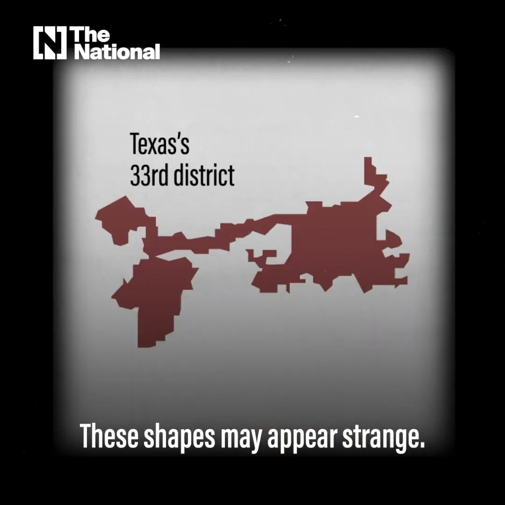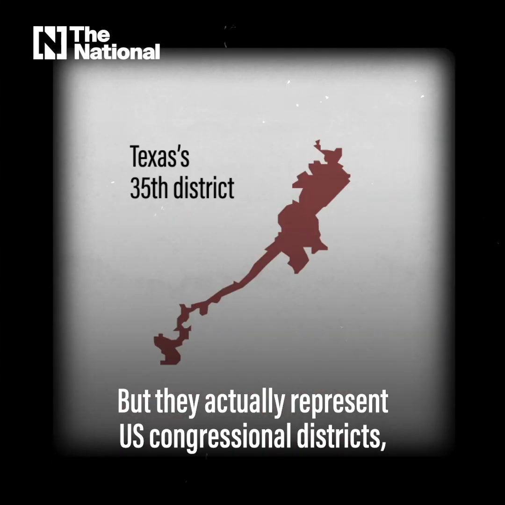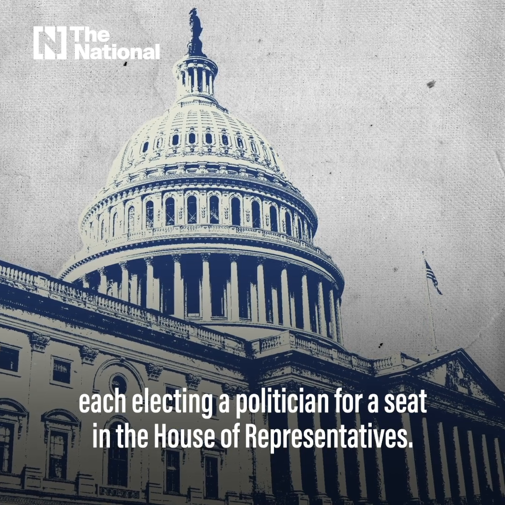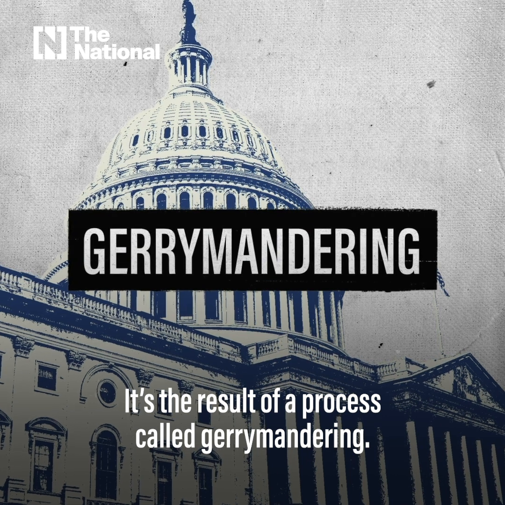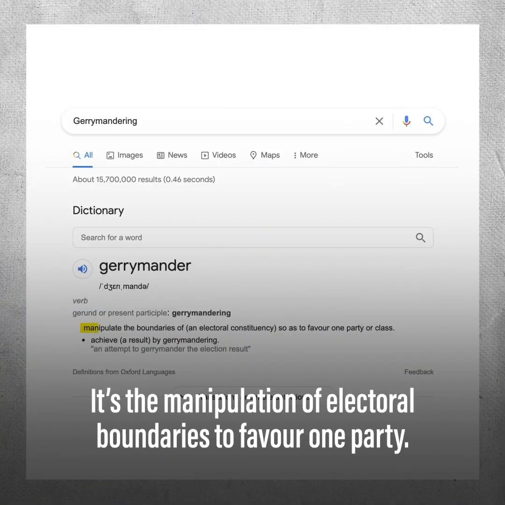These shapes may appear strange, but they actually represent US congressional districts, each electing a politician for a seat in the House of Representatives. It's the result of a process called gerrymandering, and a quick Google search will tell you what that means. It's the manipulation of electoral boundaries to favour one party.